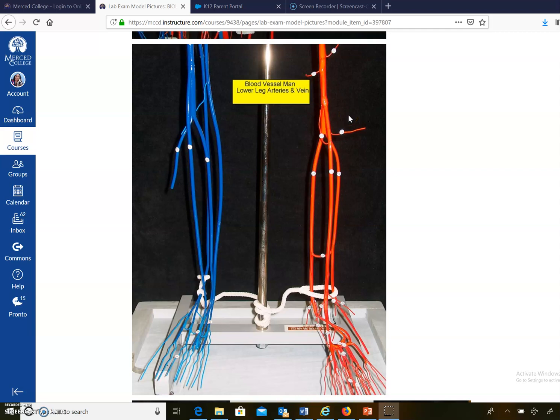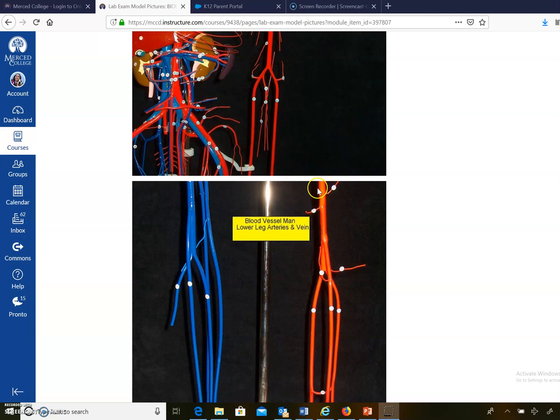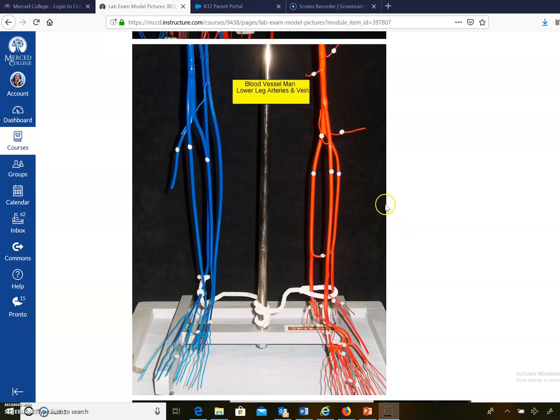Here are the blood vessels going down to the legs. You need to be able to identify going down the femoral. The femoral artery would be this large artery right here. The femoral veins are coming up through here. These three blood vessels going down your legs are important. Now, the femoral artery is super important because that is a really large artery.